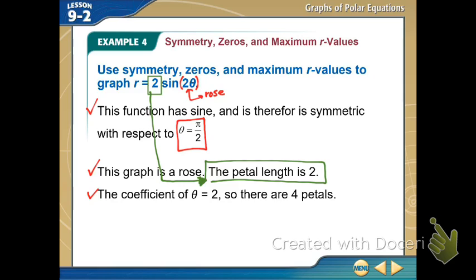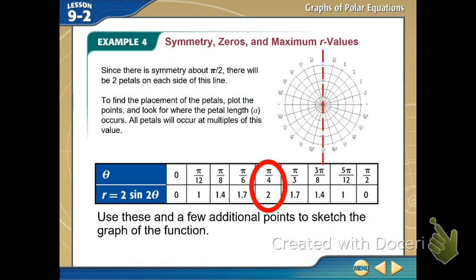For sines, one of the easiest things to do to find out where the petals are going to be is you can take pi and divide by the number of petals, and that will tell you where the first petal is going to be. So for instance, here it's going to be pi over 4 where the first petal is going to be. All right, so we've got symmetry with respect to theta equals pi over 2.